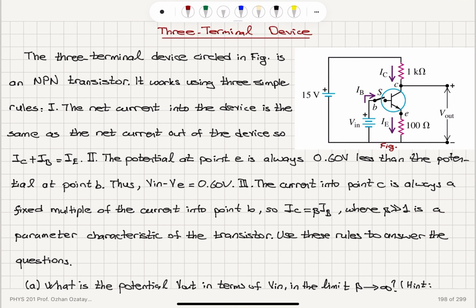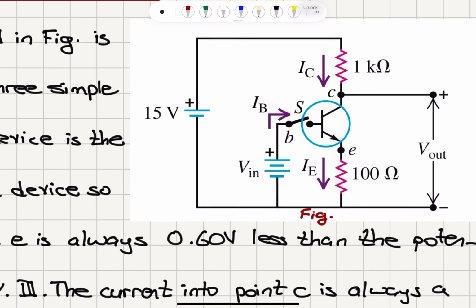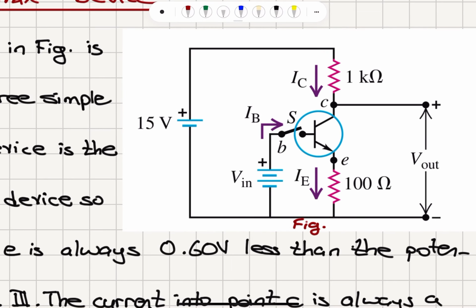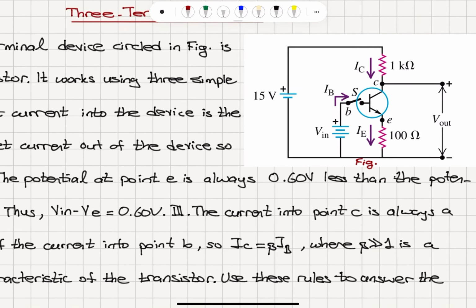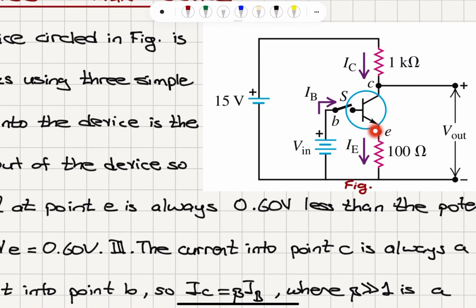So in this problem, we have a three-terminal device, the NPN transistor, which is subject to three rules. The currents entering the transistor add up to zero: IC plus IB is equal to IE. The collector current is beta times the base current. So that was rule number 3, where beta is much greater than 1. And there is a voltage drop of 0.6 volts between the point B and point E when the switch is closed. So we're basically assuming that the switch is closed.